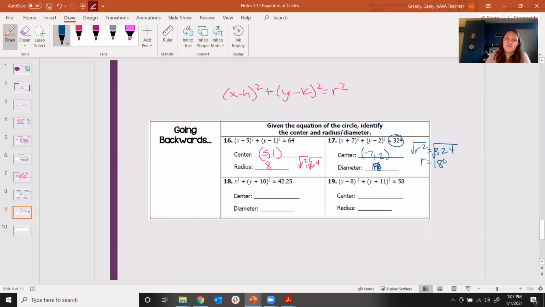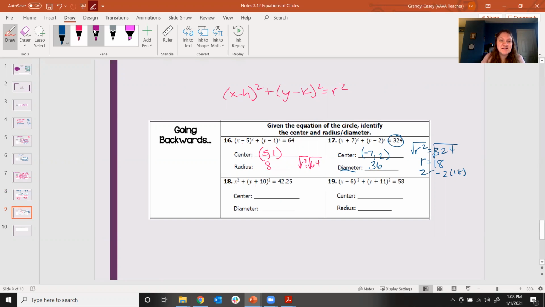Okay, now we have to be tricky here. It almost got me. The radius is 18. This wants to know what's the diameter. Remember, the diameter is 2 radiuses. So this is 2 times 18. 2 times 18 is 36. So the diameter is 36. Be careful, it got tricky.